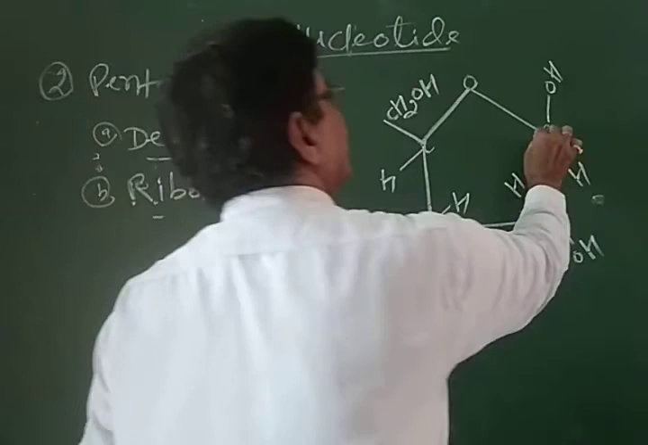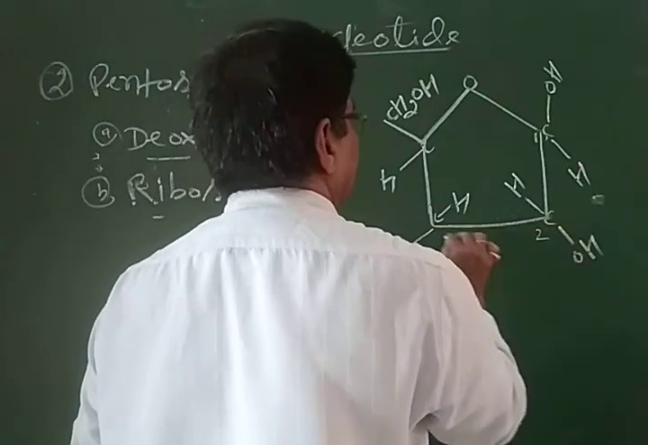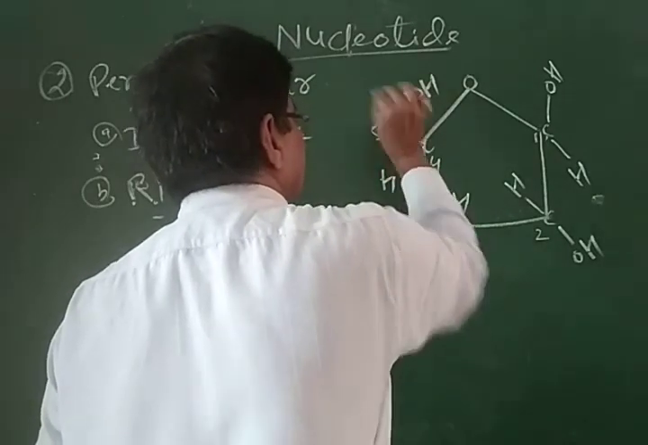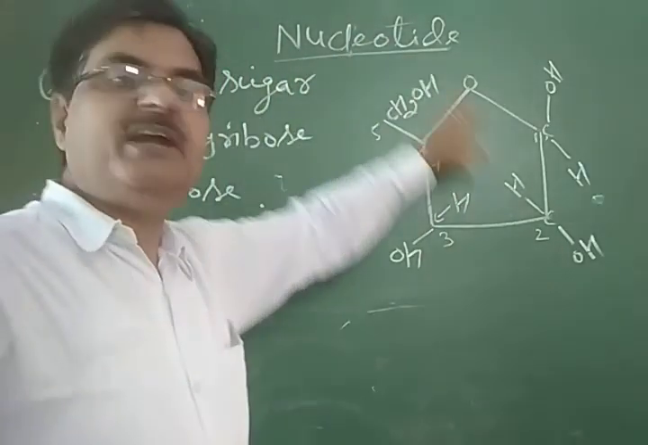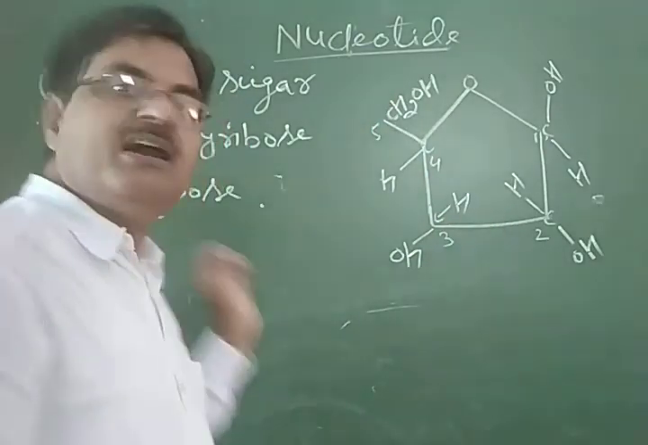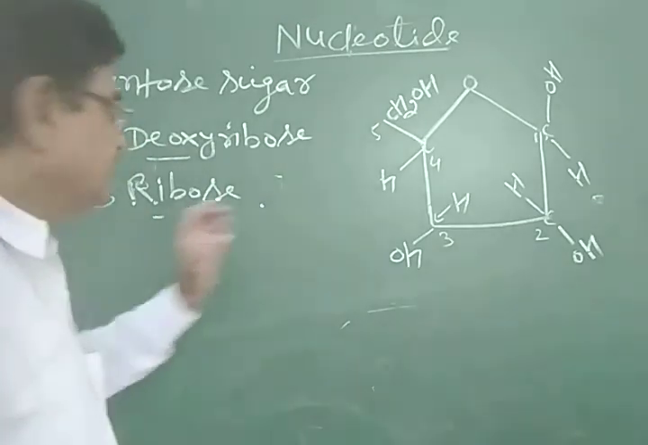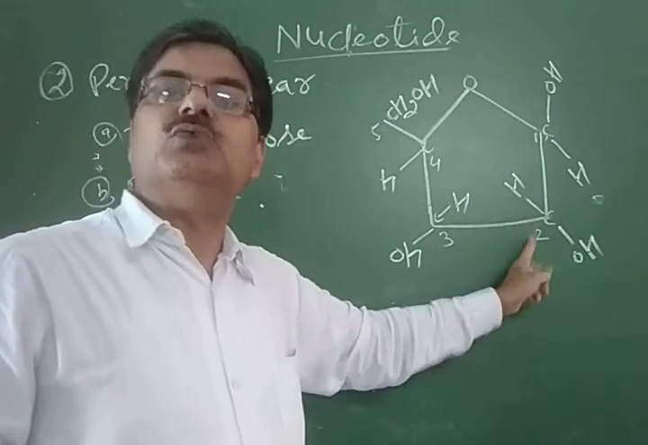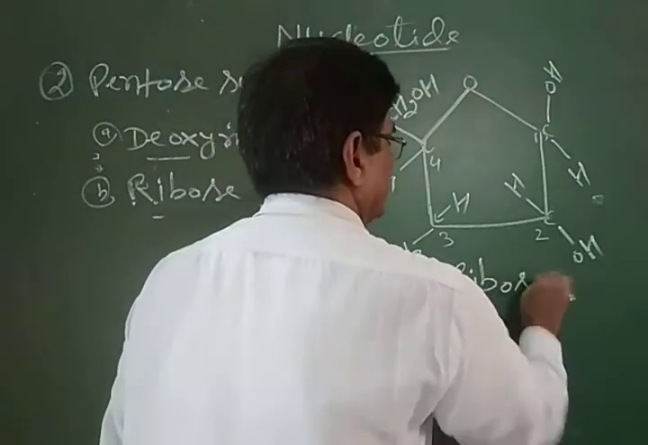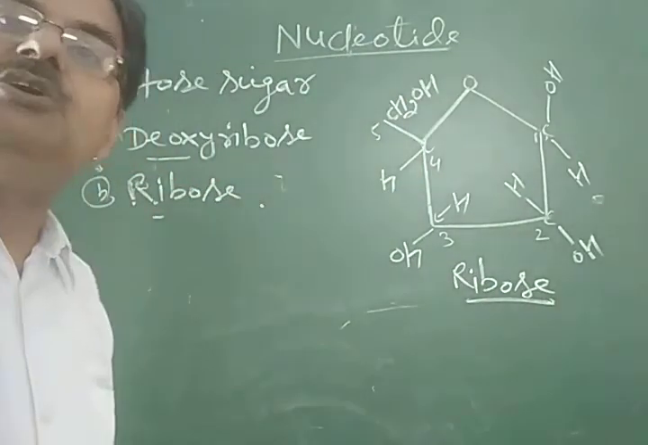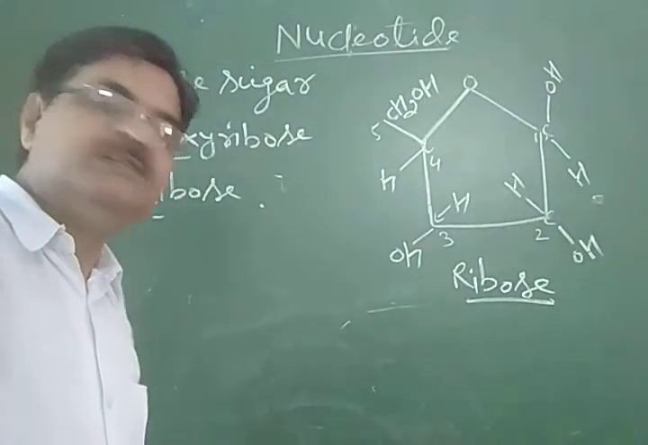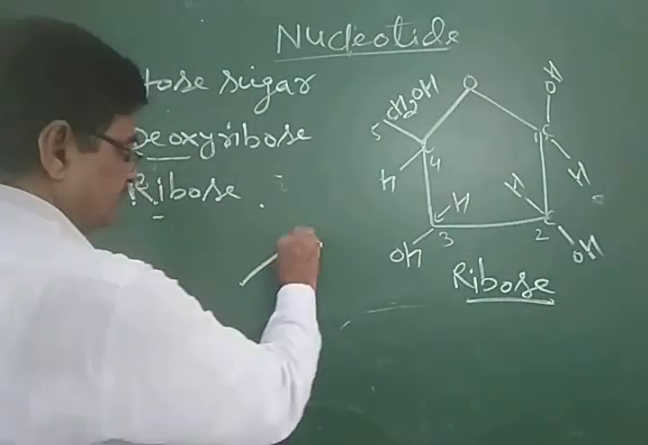So this is the first carbon, this one is the second carbon, this one is the third carbon, this is the 4th, and this one is the 5th carbon. So this is the pentose sugar, 5 carbon structure. Now you can see this is the structure. This is actually the ribose sugar. Now we will talk about the structure of deoxyribose. What is the difference between ribose and deoxyribose? We will discuss. Now see.